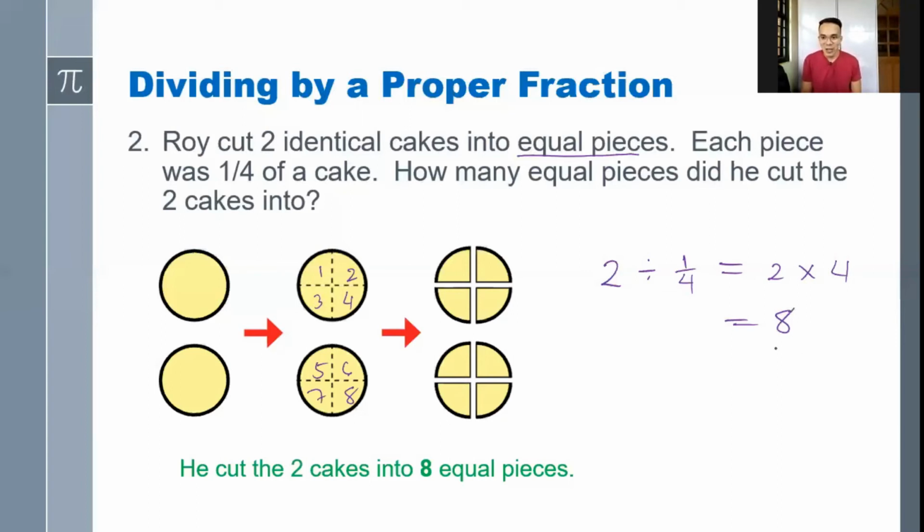Okay, take note of this. Dividing by 1/4 is the same as multiplying by 4. Therefore, 2 divided by 1/4 is the same as 2 times 4, which is equal to 8.